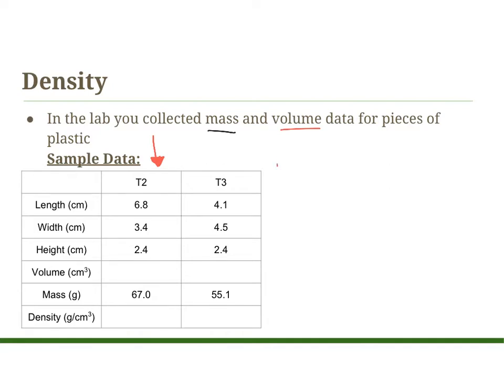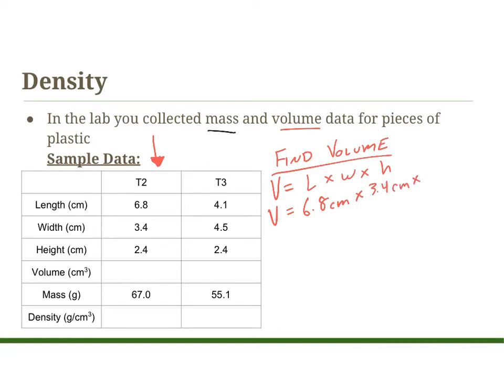And so the very first thing you had to do is find the volume of the piece of plastic, and we did that by collecting length, width, and height data. So the formula for volume here would be length times width times height. So I'm going to substitute in 6.8 centimeters times 3.4 centimeters times 2.4 centimeters, which will give me a volume of 55.5 centimeters cubed. So I'm going to put that in this box, 55.5 centimeters cubed.